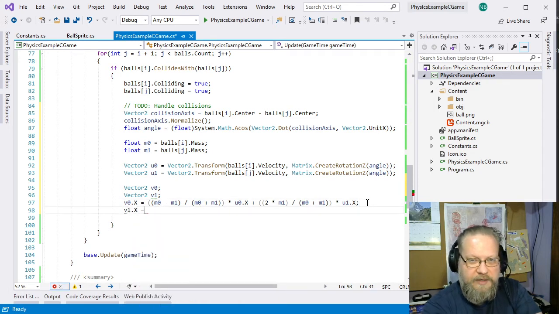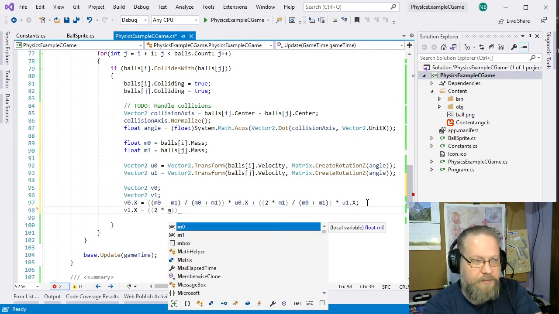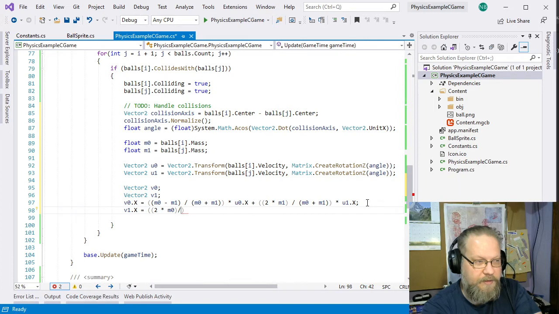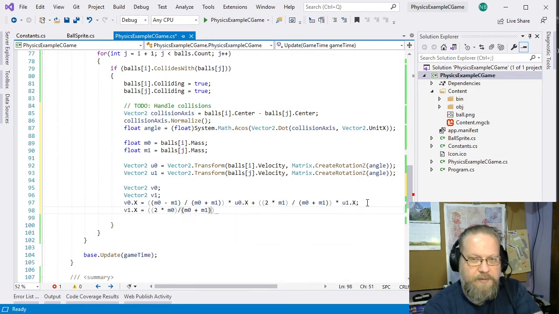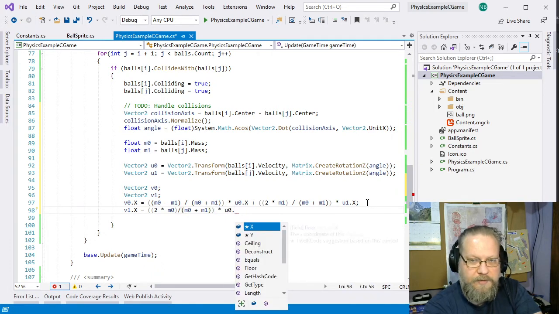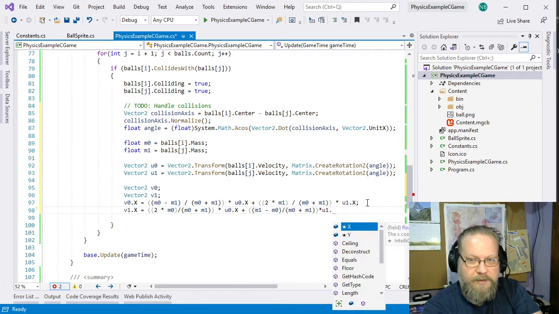And then v1.x is going to be 2 times m0 divided by m0 plus m1 times u0 in the x direction, plus m1 minus m0 divided by m0 plus m1 times u1 in the x direction.